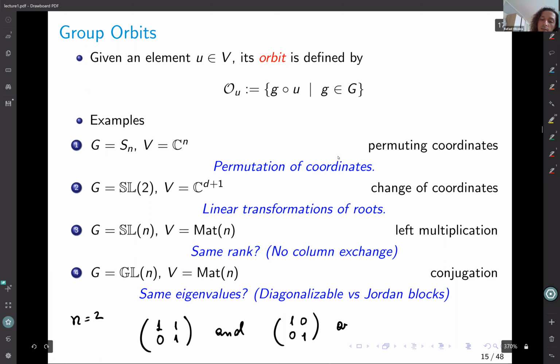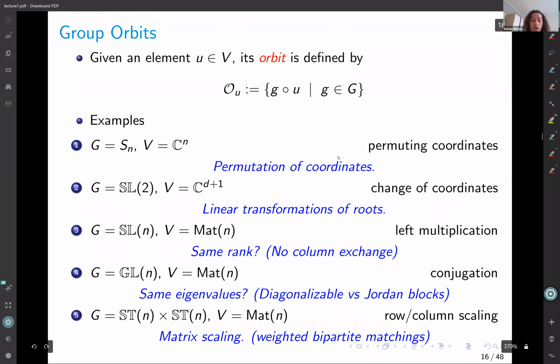in the same block, right? Even though they have the same eigenvalues. Okay, but it's just because one is diagonalizable and the other one, the first matrix, is certainly not diagonalizable. Okay, so all right, but we're going to see a little bit more about these last two group actions later.